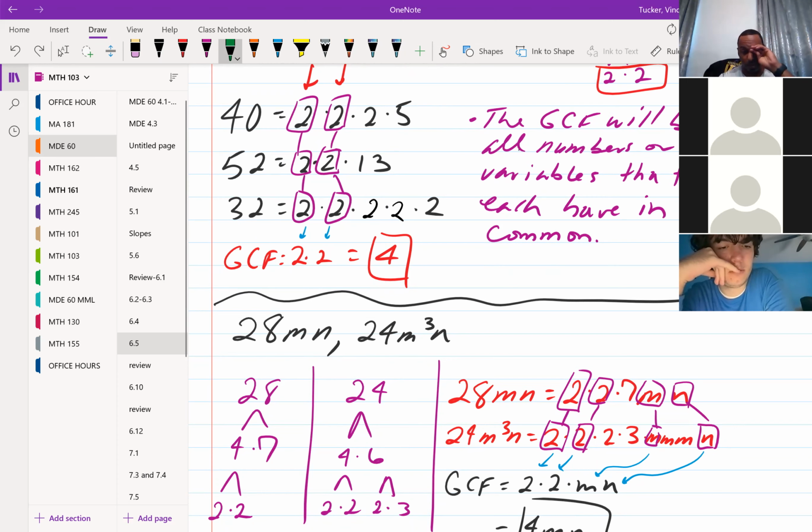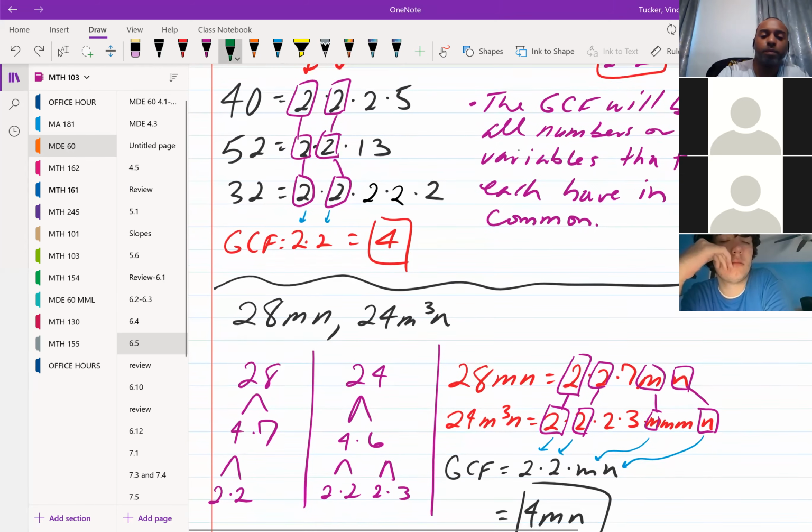So what I did earlier, I'm breaking them all the way down to prime numbers so we can see the connection. But if you just see the 4 that's in common with both, then you don't have to break them all the way down. And it's my hope that the more you do this, the more comfortable you get with it, the less you have to write out every single piece of the process.